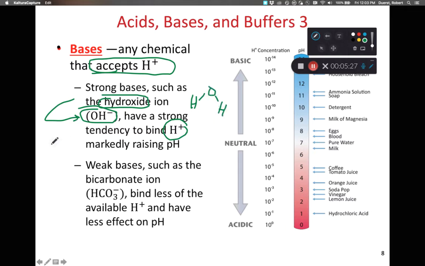So when you neutralize a strong base with a strong acid, an acid-base neutralization will always give you a water molecule. And that should be reviewed from your chemistry prerequisites. Now when we look at weak bases like bicarbonate or hydrogen carbonate, that is not going to do a great job of removing hydrogen ions from solution. Just like a weak acid has a small effect on the pH of solution, a weak base also has a small effect on the pH of solution.